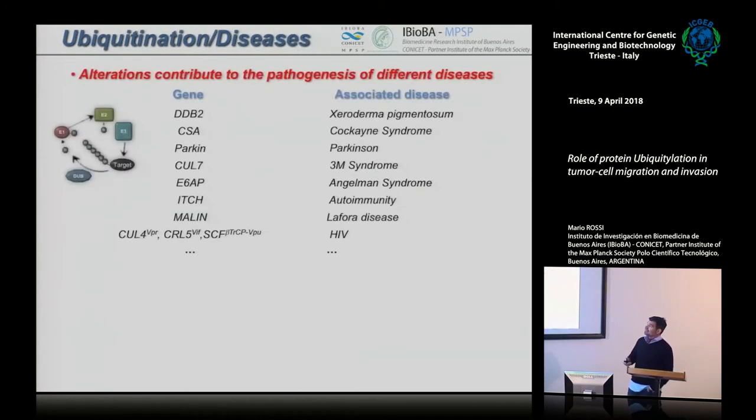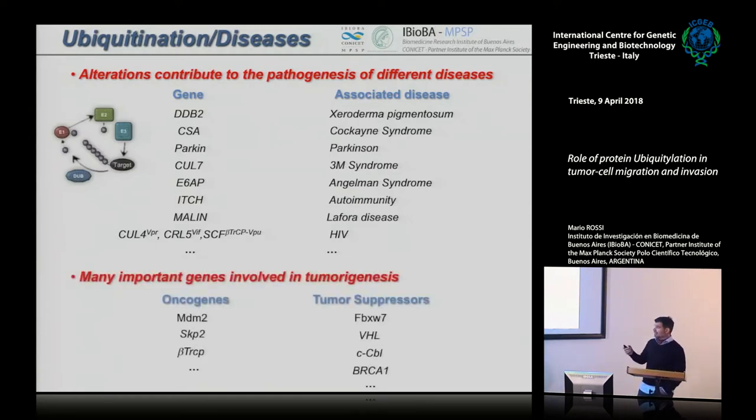So it's not surprising that for many genes from the ubiquitin pathway, the mutation or the regulation has been associated with the onset or the progression of different diseases, and in particular cancer, which we are interested in. Many of the big names among the tumor suppressors or oncogenes belong to the family of the ubiquitin pathway.